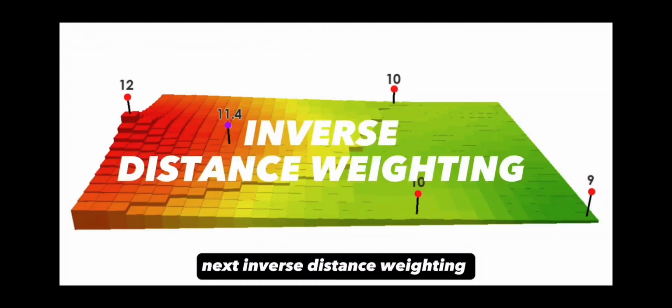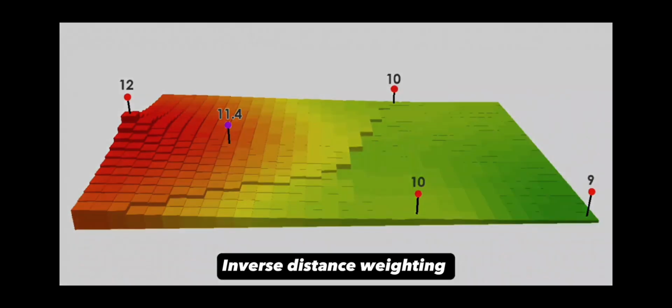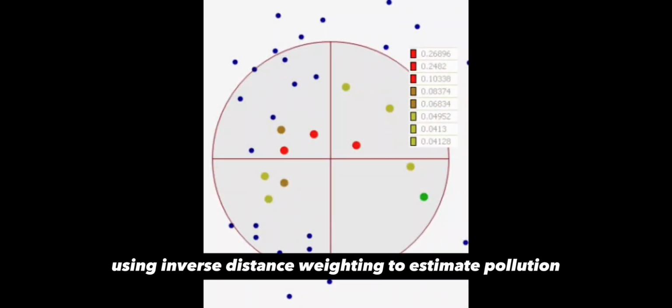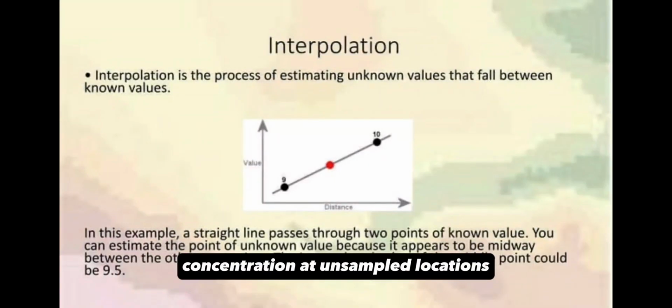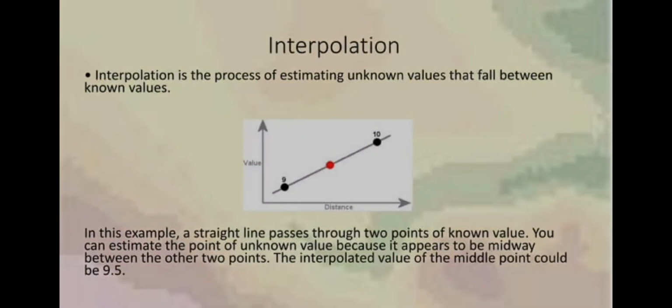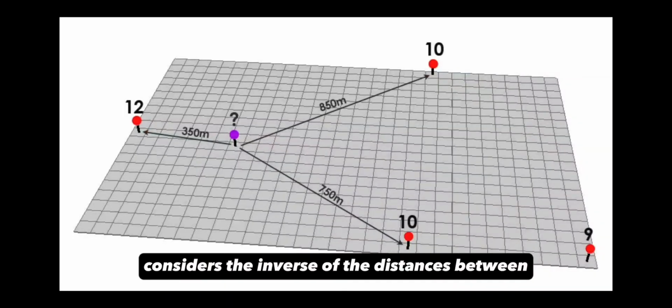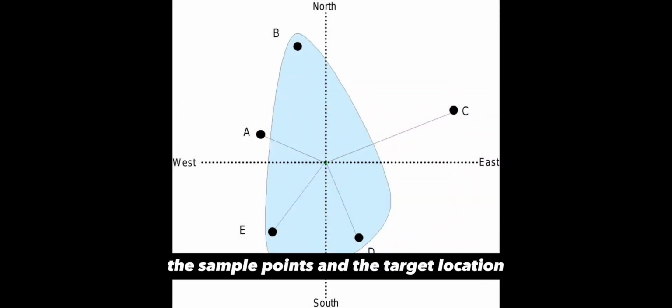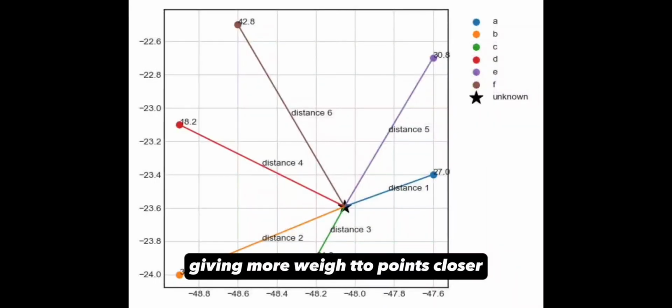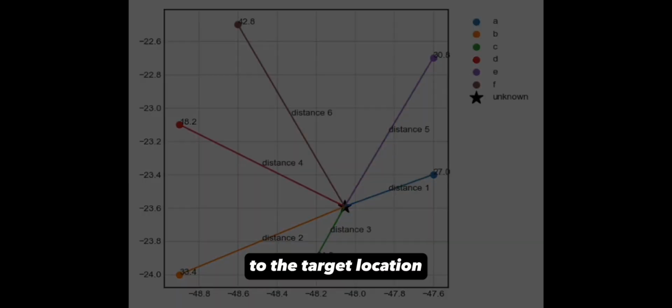Next, inverse distance weighting. Inverse distance weighting interpolation. Use inverse distance weighting to estimate pollution concentration at unsampled locations. Inverse distance weighting considers the inverse of the distances between the sample points and the target location, giving more weight to points closer to the target location.